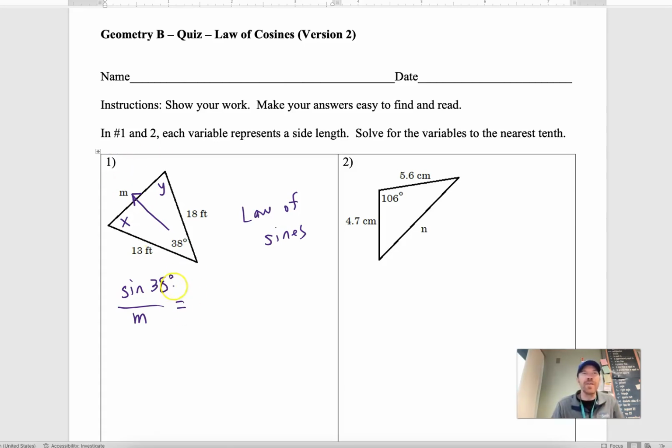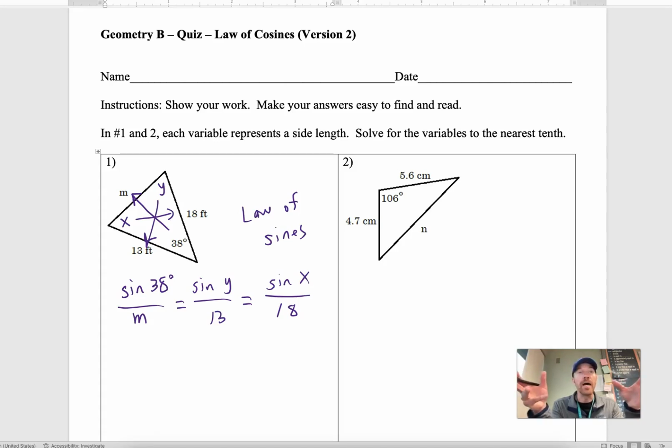So if we do the sine of 38 degrees over m, that would equal the sine of whatever angle y is, what I'm calling y, over 13 feet, and that would equal sine of x over its opposite side length of 18. Again, if we didn't know whether to use law of sines or law of cosines, and you tried law of sines, what you're going to find is that this is not going to work, at least not to start with.